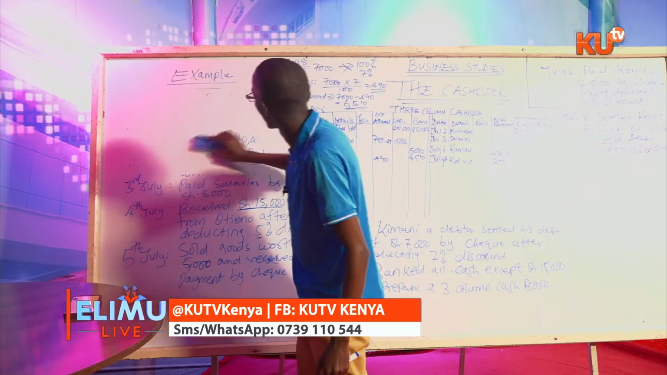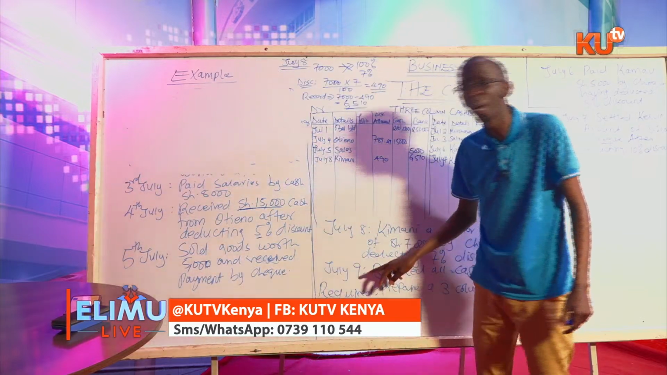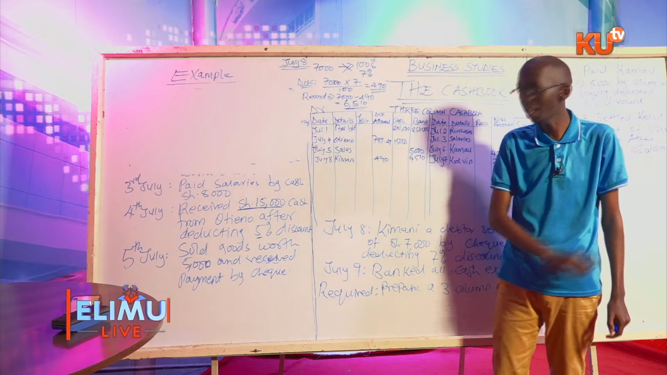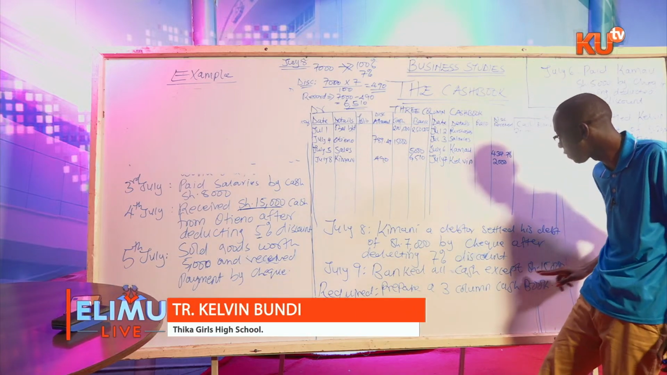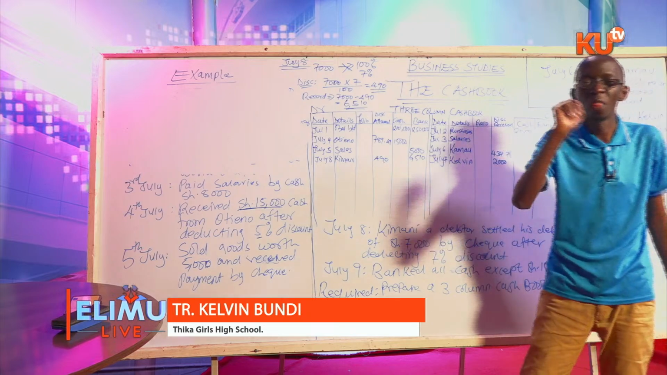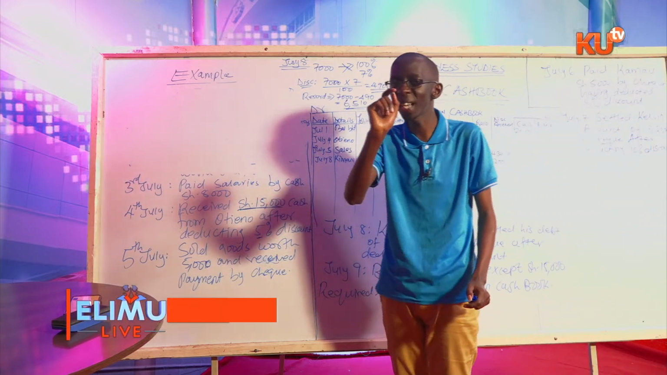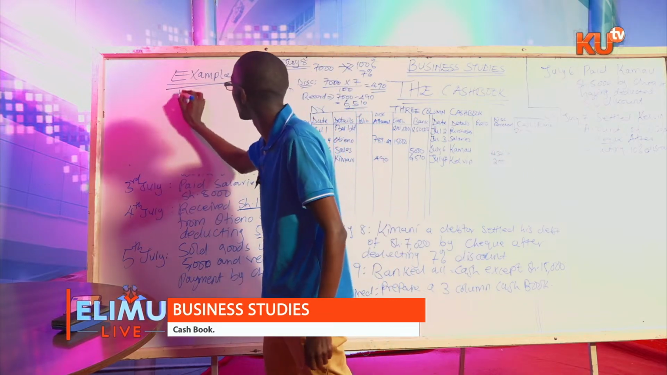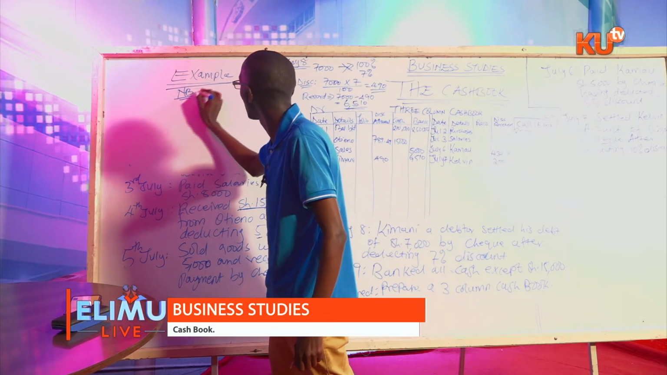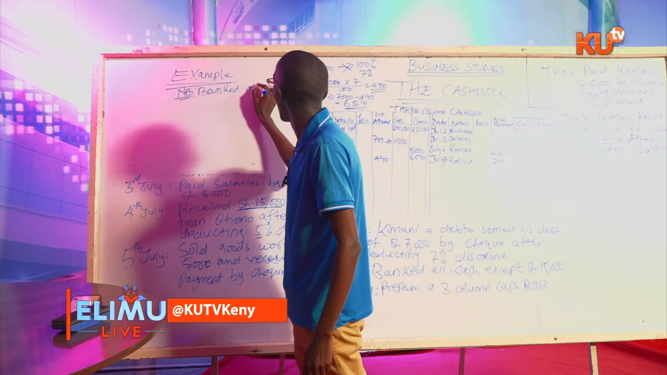July 9, we are told, banked all cash except 15,000. This is how you do that transaction. Banked all except. You can even write it as NB. Banked all except.